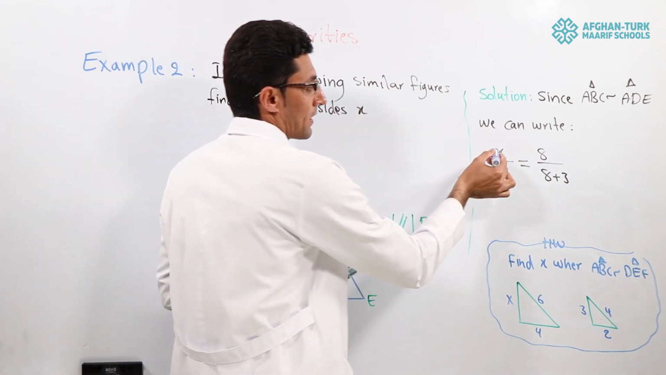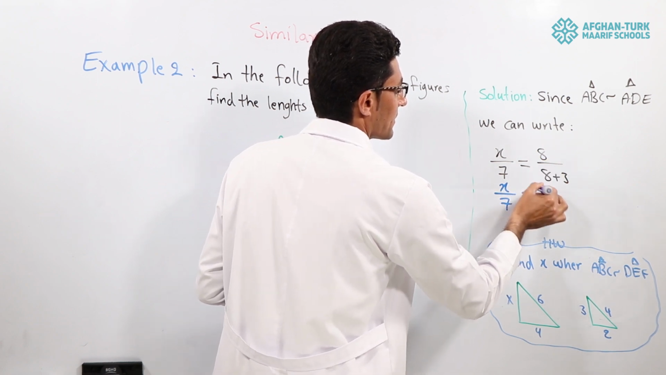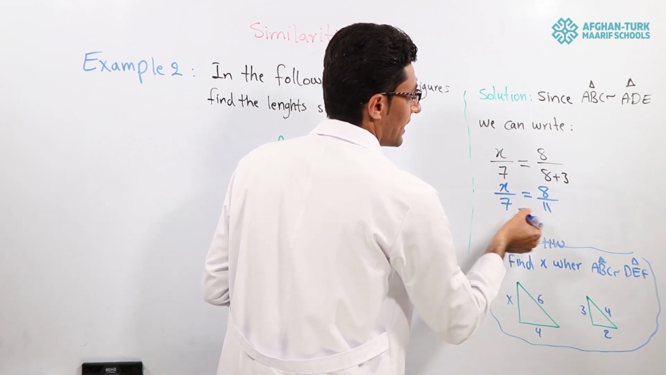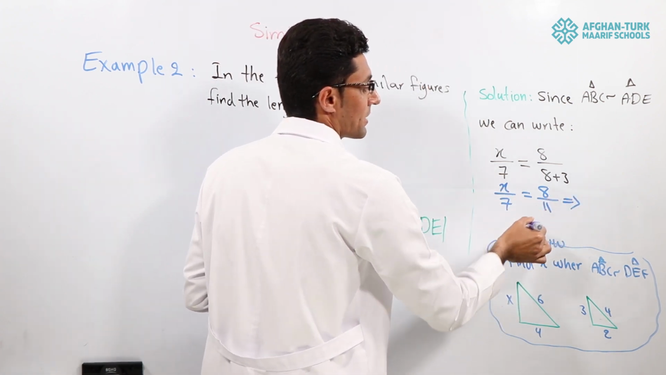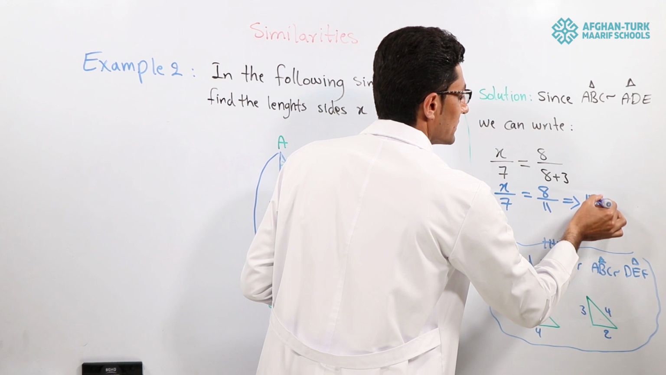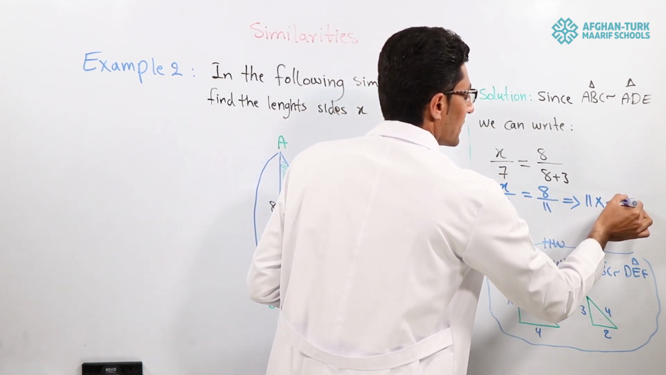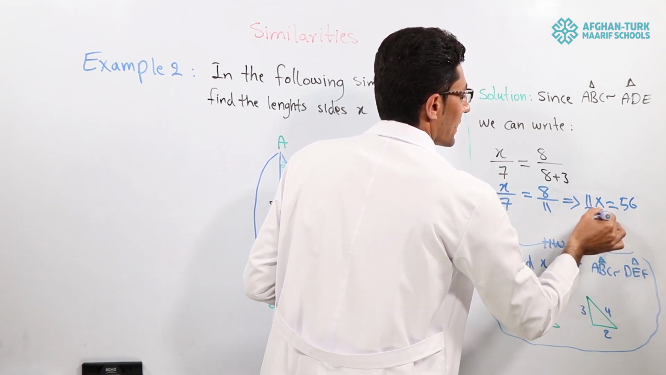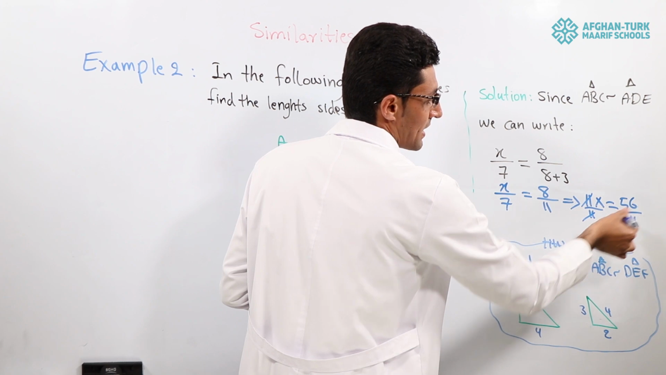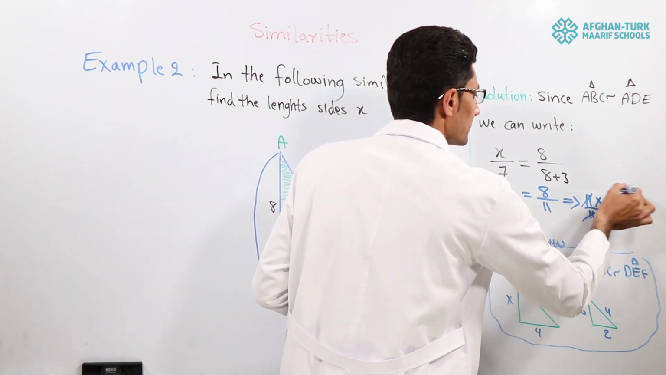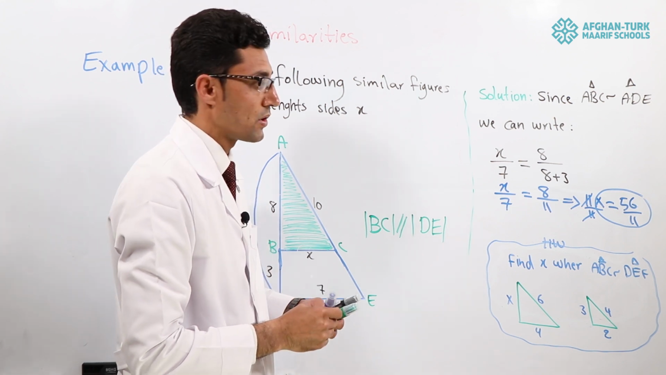How? X over 7 is equal to 8 over what? 11. We can use cross multiplication. X multiplied by 11 is 11x, equal to 7 multiplied by 8, 56. We divide both sides by 11. So what is the answer? X is equal to 56 over 11. That is the answer, okay?